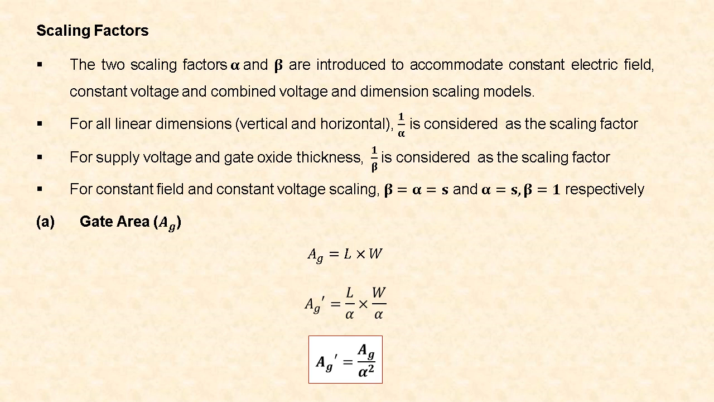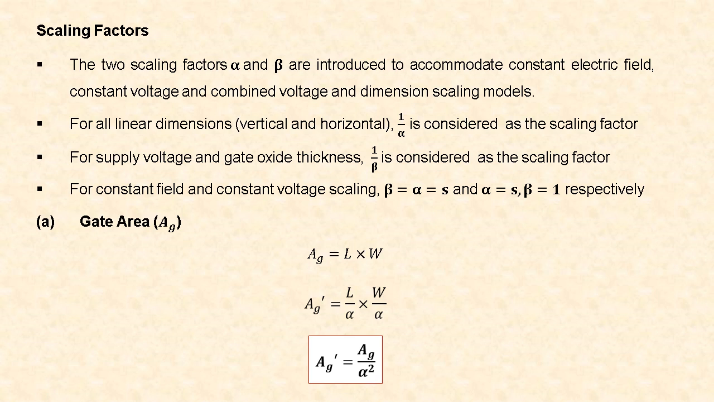For constant field scaling, beta is equal to alpha is equal to S. S is the scaling parameter. And for constant voltage scaling, alpha is equal to S and beta is equal to 1. Now let us see the scaling of different parameters using these scaling factors alpha and beta.